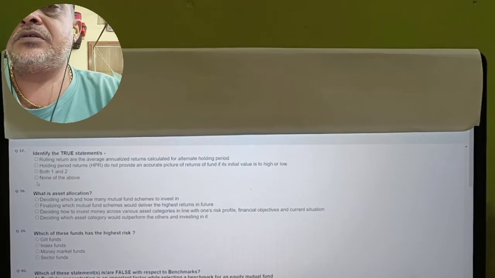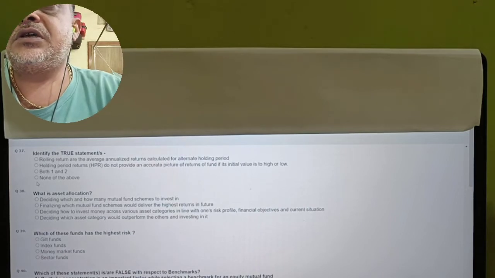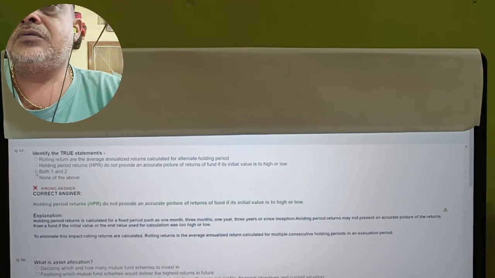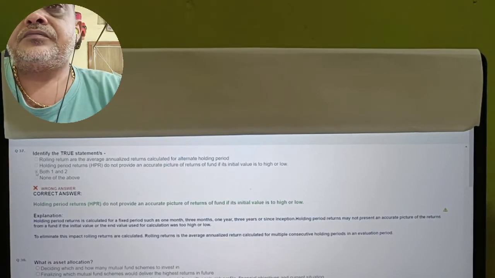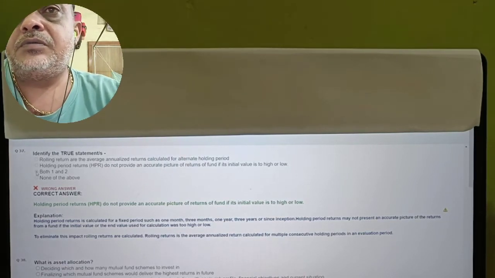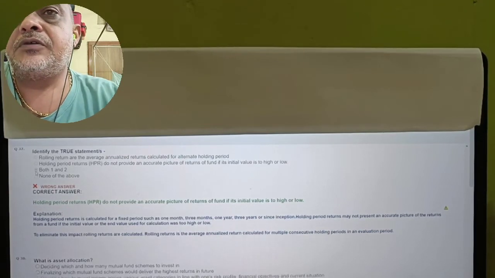Identify the true statement. Rolling returns are the average annualized returns calculated for alternate holding period. Holding period returns do not provide an accurate picture of returns of funds if its initial value is high or low. I think 1 and 2 are right, wrong. Only the second one is right. Holding period returns do not provide an accurate picture of returns of fund if its initial value is high or low.